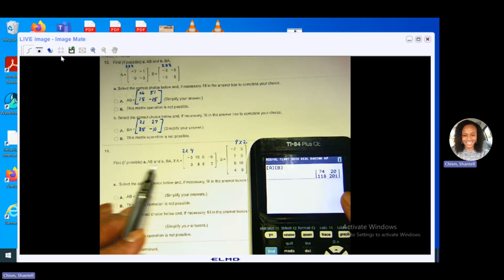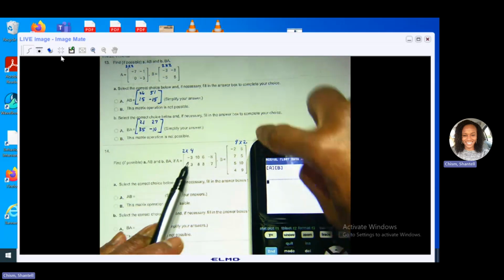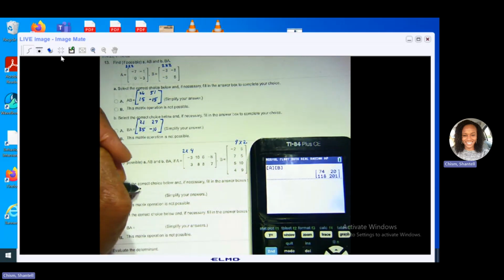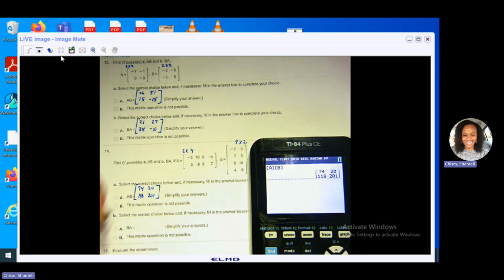There our answer is, because the columns and the rows match, the size ends up being a 2 by 2: 74, 20, 118, 201. And then for BA, let's see if that's possible. Second matrix, B, second matrix, A. And it is. It's way bigger. It ends up being a 4 by 4, much, much larger. Okay? I'm not going to necessarily write that.